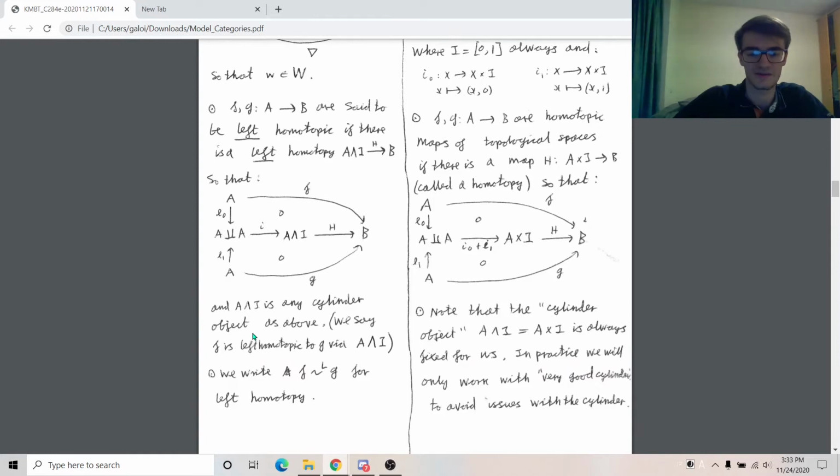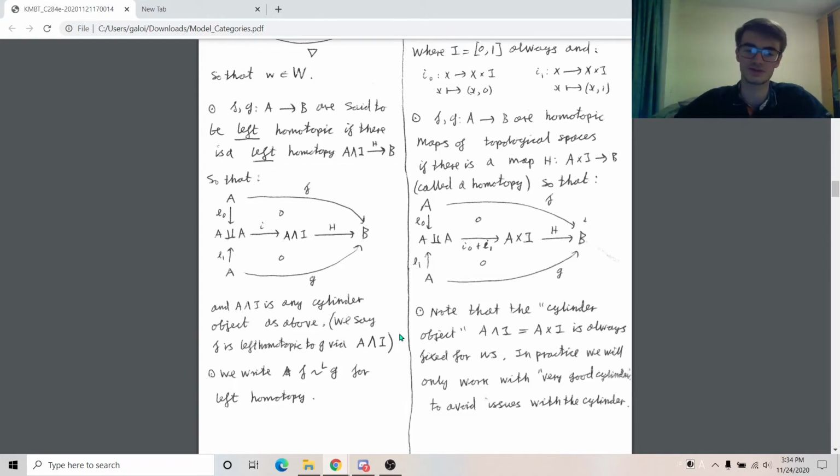And we say f and g are left homotopic, and we write ~L. Now, the fact that you have to choose a cylinder object in the model category to do a homotopy theory is quite bad, because there can be some pretty bad cylinder objects. So in practice, we will only work with certain cylinder objects, which we'll call very good cylinders. It turns out that homotopy theory works very nicely when you use these very good cylinders.